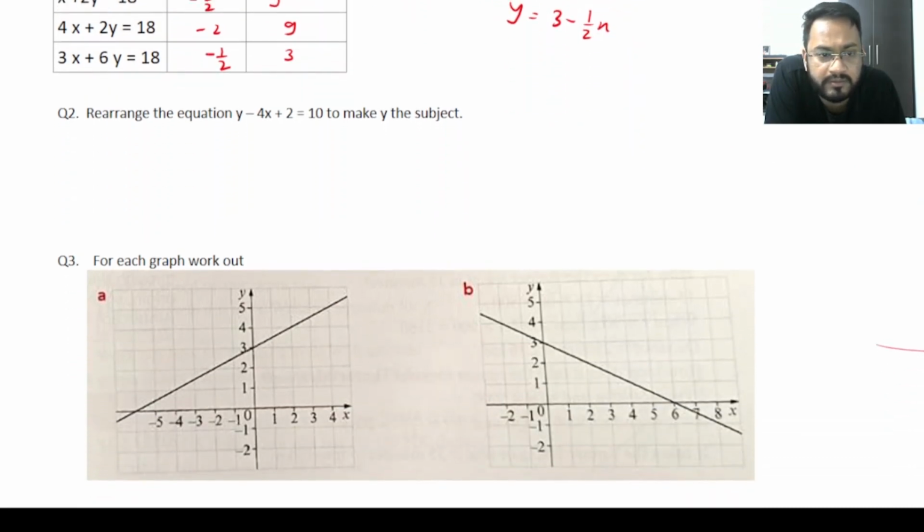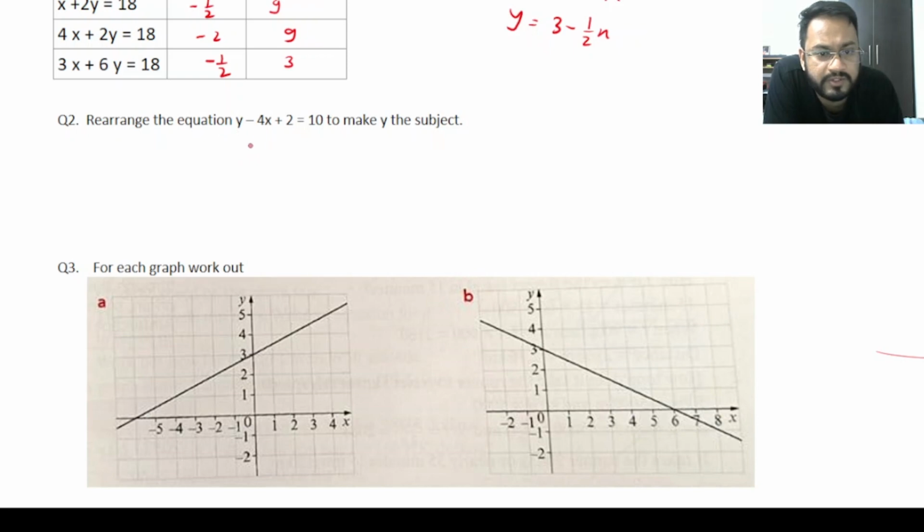Now coming to the second equation, rearrange the equation y equal to minus 4x plus 2 equal to 10 to make y as a subject. Now to make y as a subject, I will shift these two values to the RHS. How will I shift? Let's see. Y is equals to 10. Now this minus 4 will become plus 4x and this plus 2 will become minus 2.